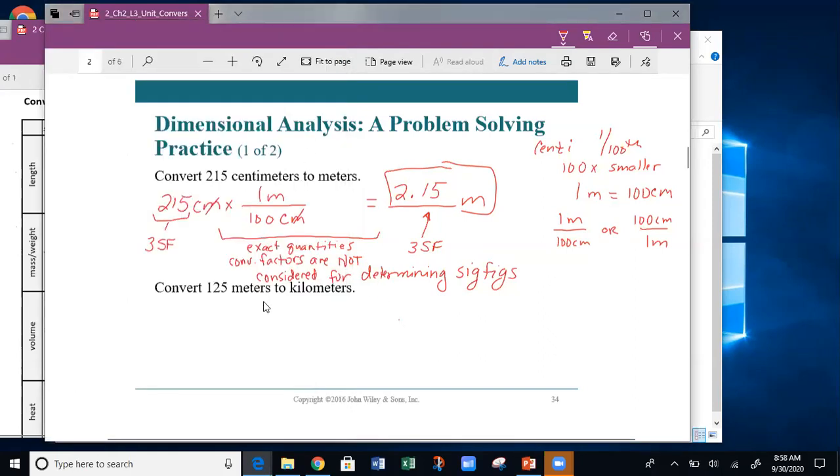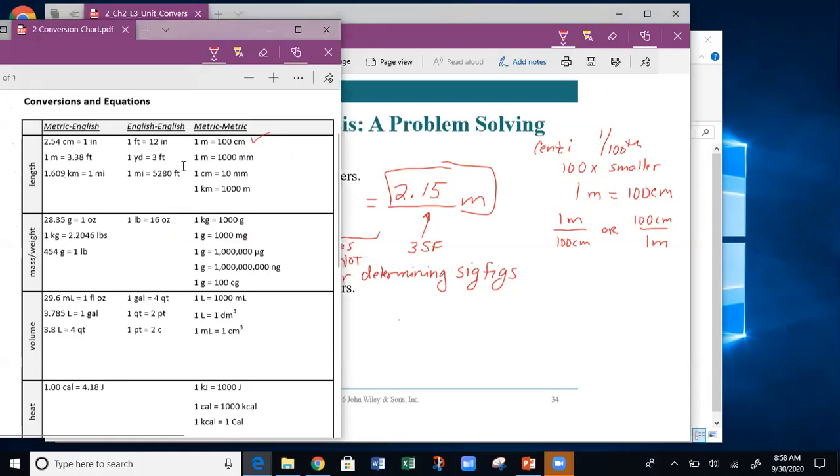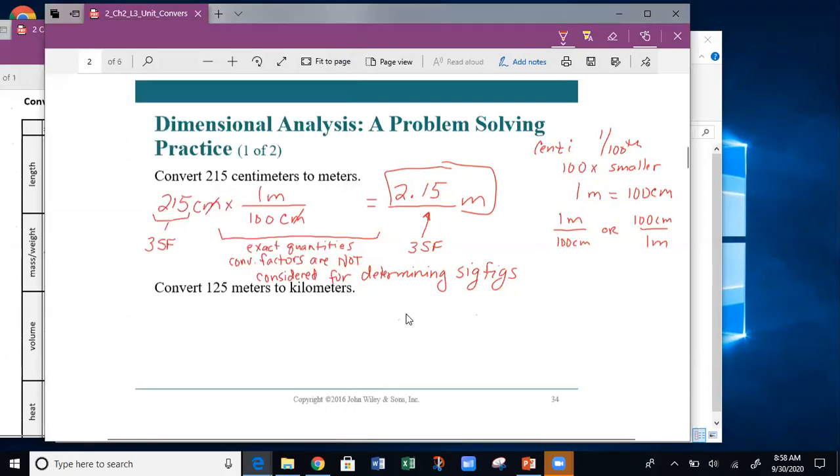The next one, we're converting meters to kilometers. So I know that kilo means 1,000 times bigger, but I also have this relationship here: 1 kilometer equals 1,000 meters. So I'll start this problem the same way. I start by writing what's given.